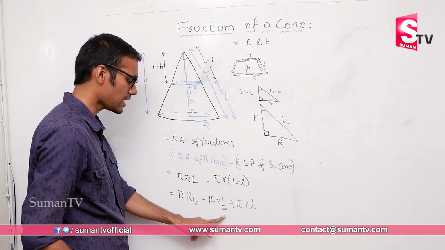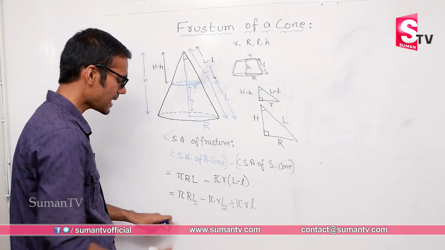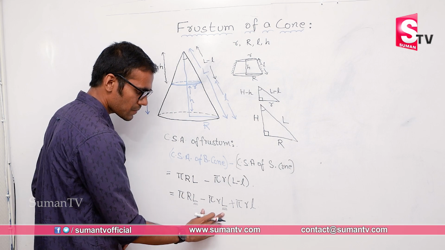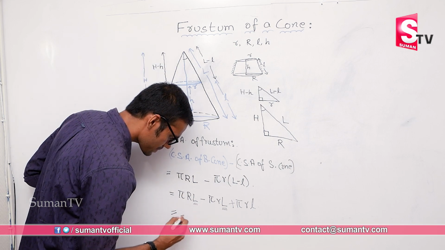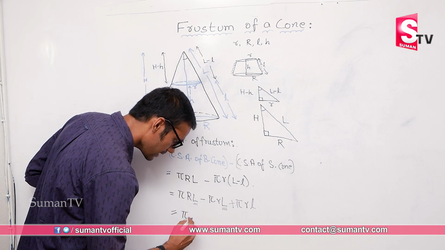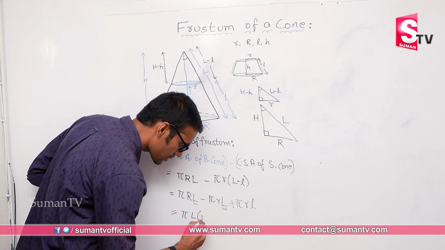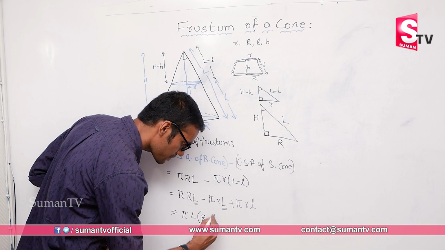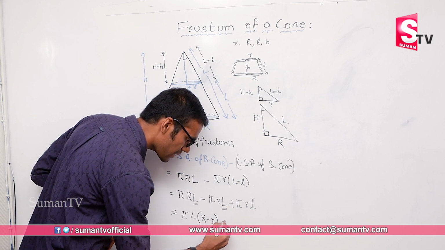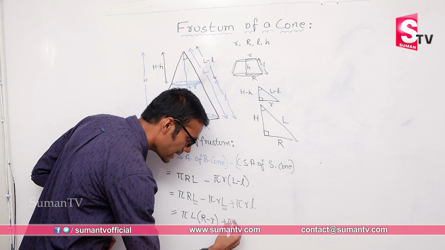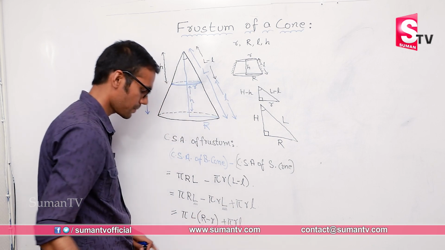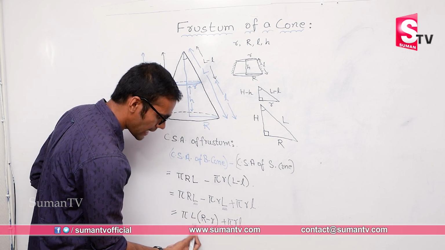So, if I take capital L common, what do I get? I can take capital L as well as pi common. So, I will be getting pi capital L into capital R minus small r, and I already have plus pi small r into small l. Now, how do we find the value of capital L?